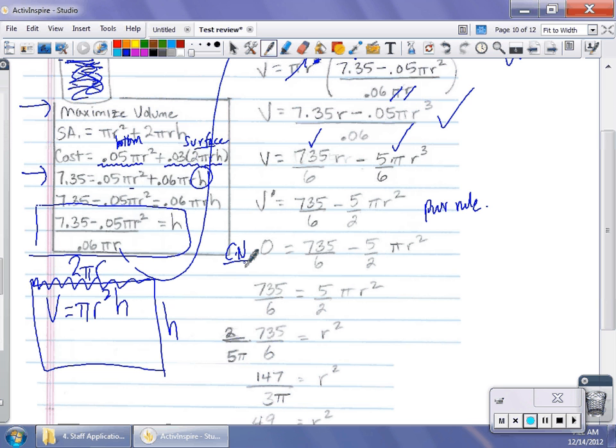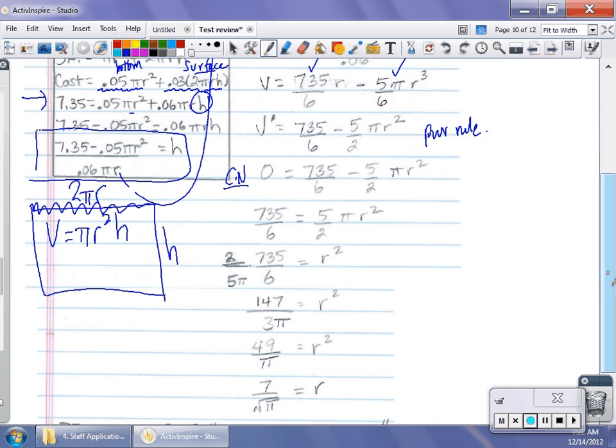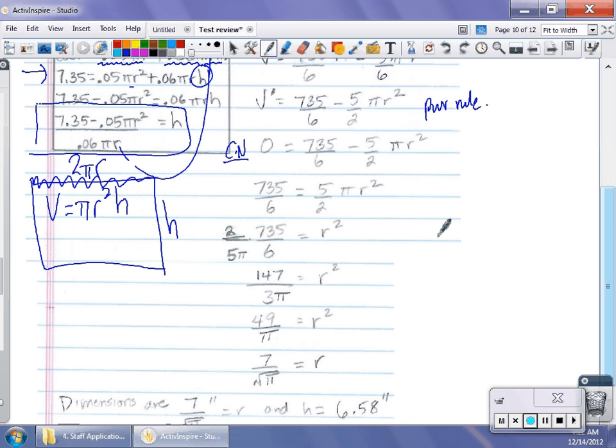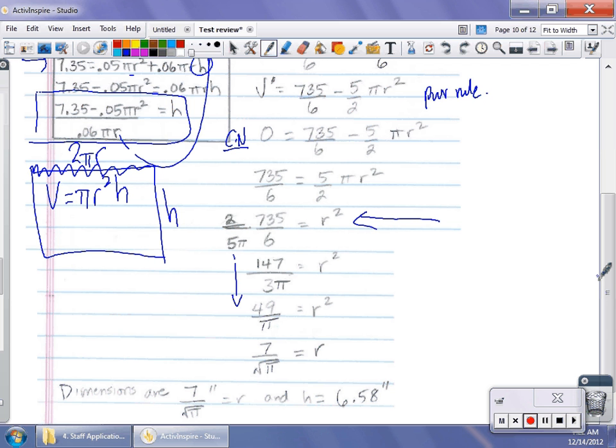I'm solving my equation. Again, it's not hard, it's just got fractions in it. So I isolated r squared. And then to get r by itself, these steps right here, I'm just cleaning up my fraction. To get r by itself, I take the square root. So actually, we didn't need a calculator at all, except if I'm going to calculate h not as an exact value. And I get 7 over the square root of pi as the radius.